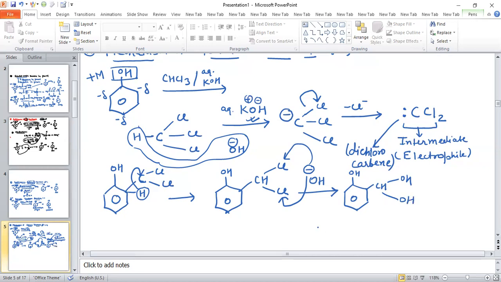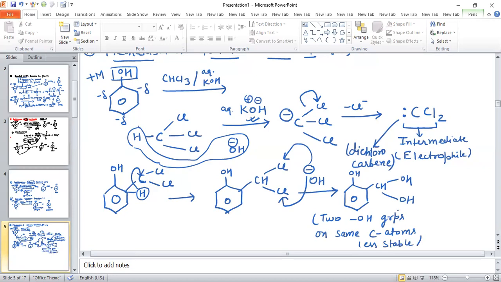We know that two OH groups on the same carbon atom are less stable.